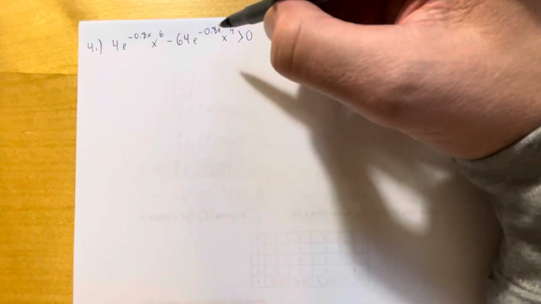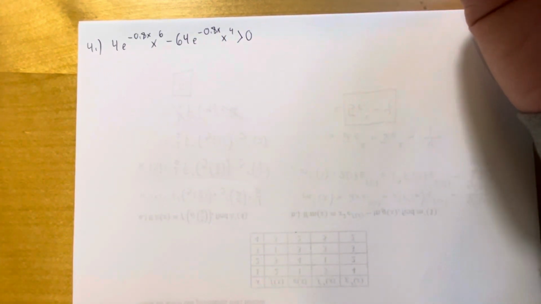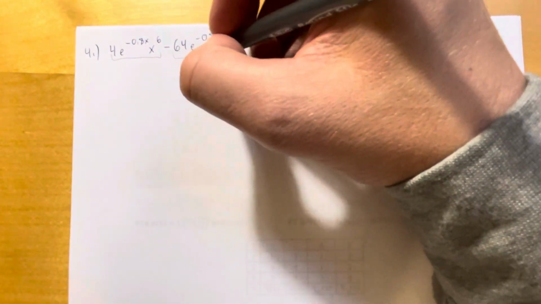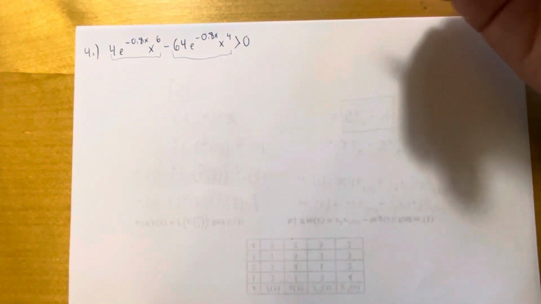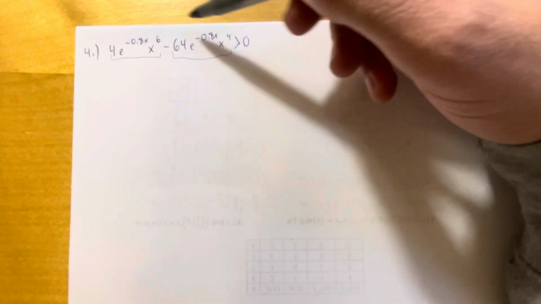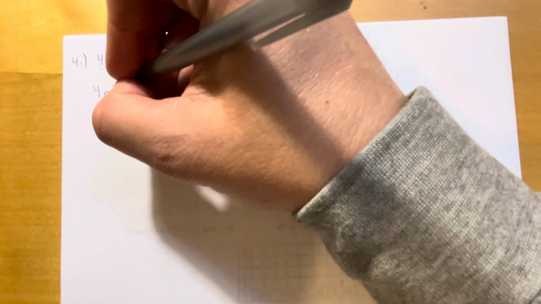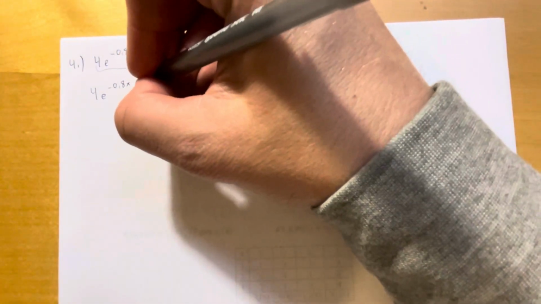Okay? This one looks complicated because we have both power functions like x to the 6th and x to the 4th, and exponential functions in there. What we want to do is recognize that there are two terms in this expression and we want things to be factored. So I'm going to look for a common factor that I can pull out of here. I can pull a 4 out of both of these terms. I can pull an e to the negative 0.8x out, and I can pull an x to the 4th out of each term.